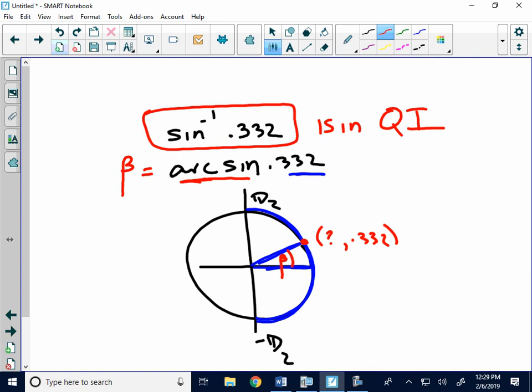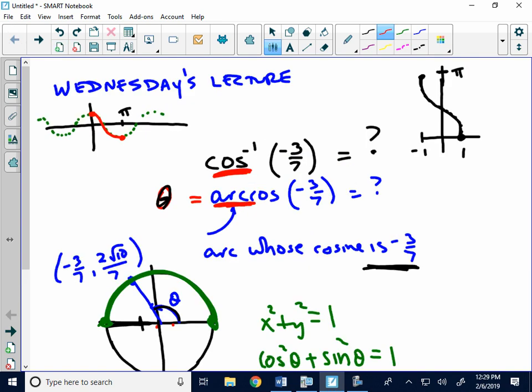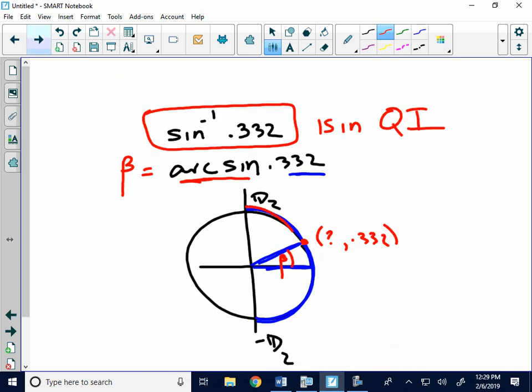Go back over here. Cosine, arc cosine, it's either going to be in quadrant 1 or 2 every time. For arc sine, we're either going to be in quadrant 1 or quadrant 4, right? Could be down here if the number was negative. So if I said, talk to me about arc sine of -3/4, I know the angle has to be down here somewhere in quadrant 4.